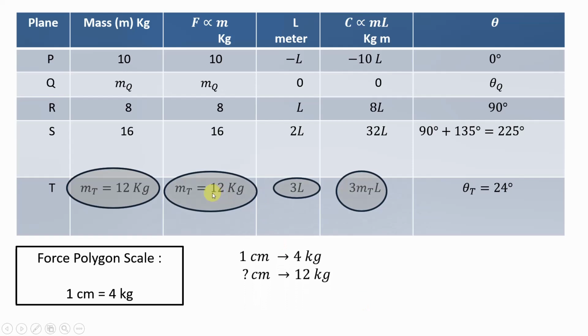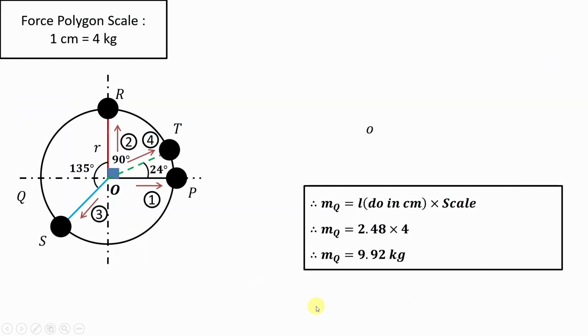Now mt is known to us, it is 12 kg. So 1 centimeter represents 4 kg according to our scale. So the force polygon scale is 1 centimeter is equal to 4 kg. This value we have to use in the calculation. So 1 centimeter represents 4 kg, then 12 kg will represent how many centimeters? So cross multiply by this. So 12 into 1 divided by 4, that is 3 centimeter. So 12 kg is representing 3 centimeter on the drawing paper.